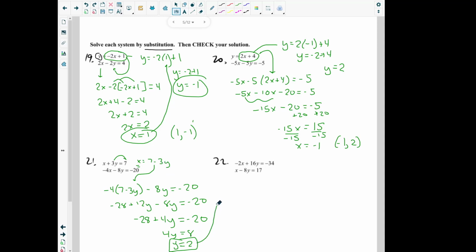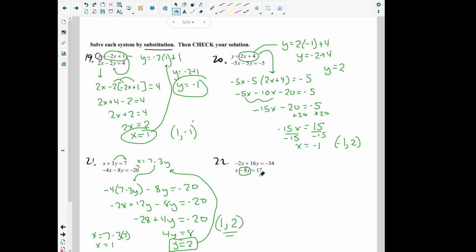I'm going to take this 2 and I'm going to plug it in for y, because that's what y was equal to. So I'm going to do x equals 7 minus 3 times 2, which is 6. So that's x equals 7 minus 6, which is 1. So the final answer is 1, 2. The x always goes first, even if you solve for it second. That's the intersection point.